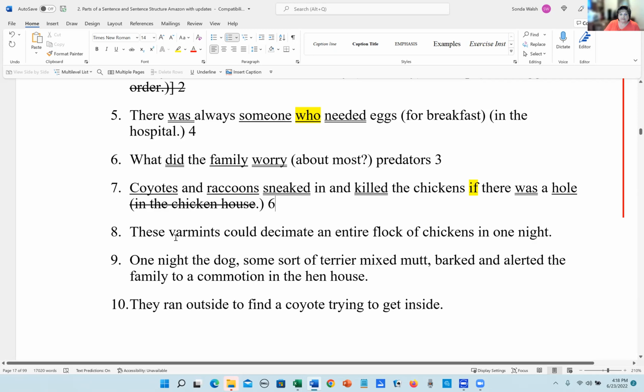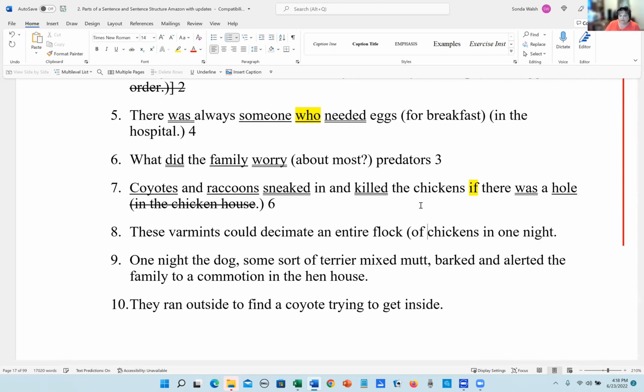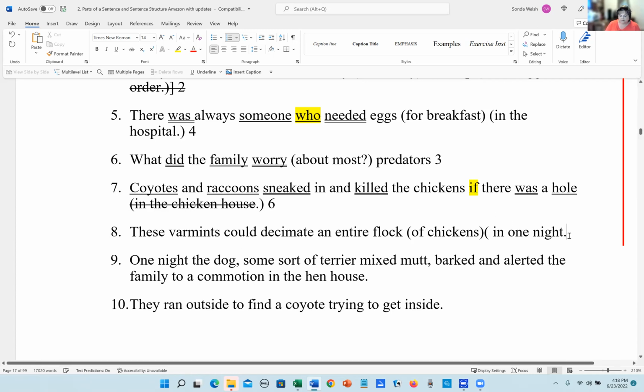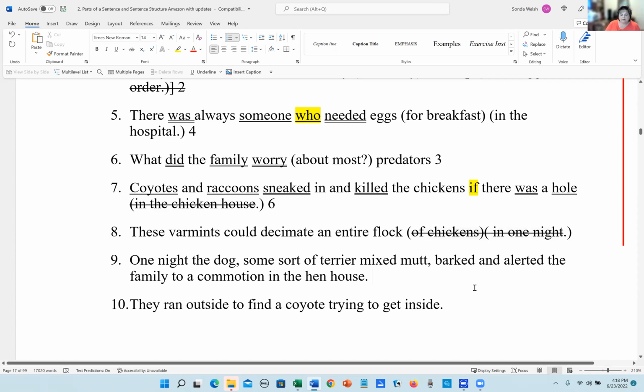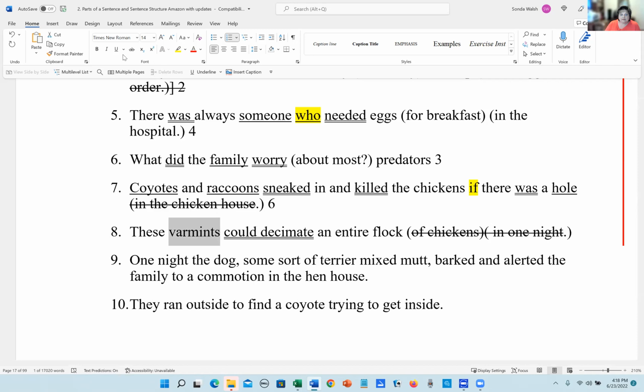Okay, number 8. Let's find our prepositional phrases: of chickens and in one night. And so we will not find a subject and verb in these phrases. I can mark those out. Now I'm looking for an action word. I know could and decimate, those are my verbs. Okay, who could decimate? What could decimate? And varmints is the answer.